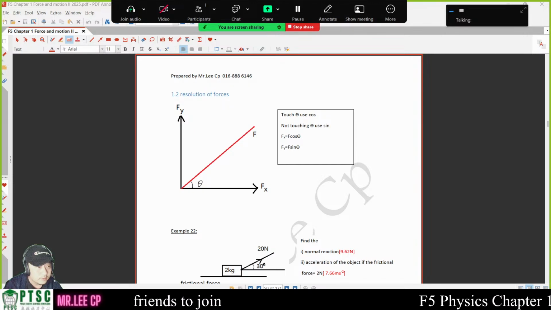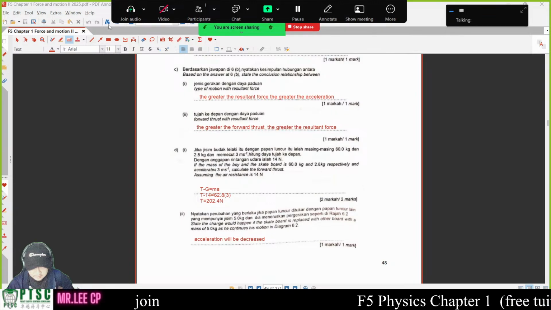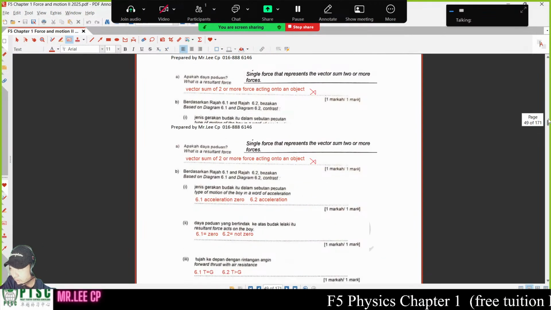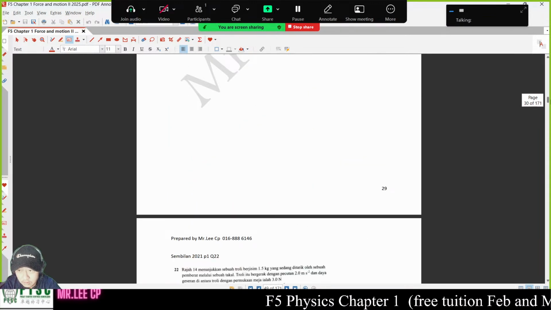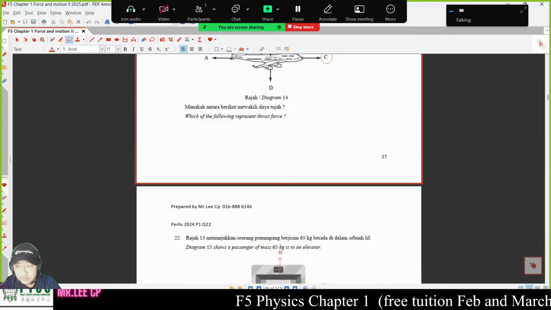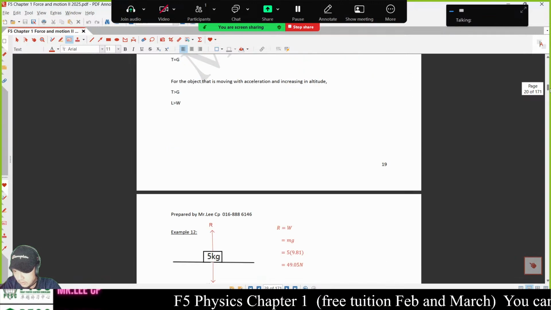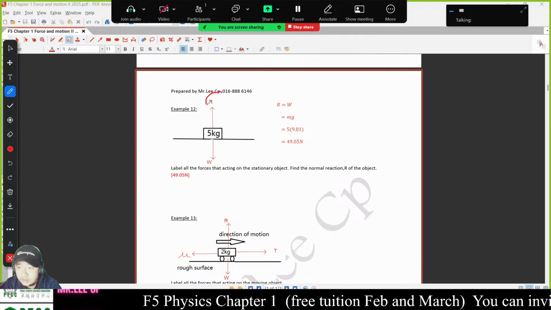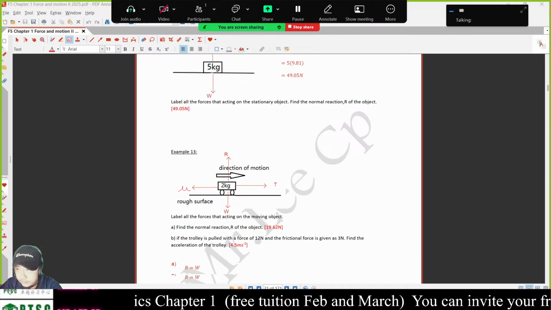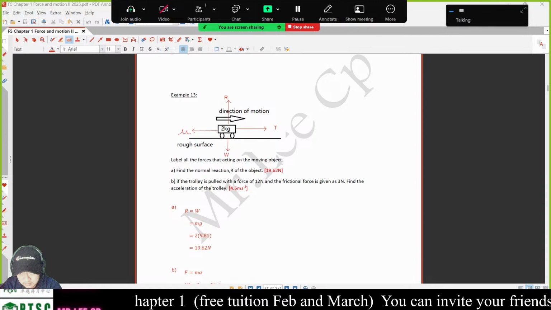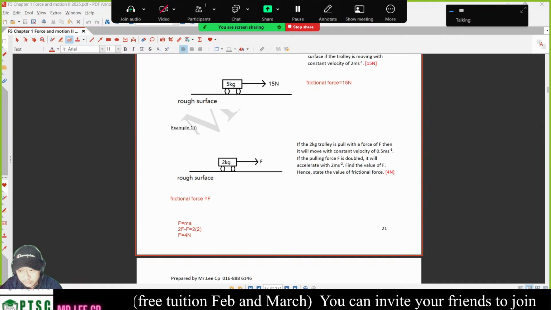All right. We will quickly look at what we learned last week first. Last week we learned about resultant force. For an object that is not moving, up is equal to down. For this kind of question, R is equal to W. T is equal to friction if the object is not moving. You need to know this.